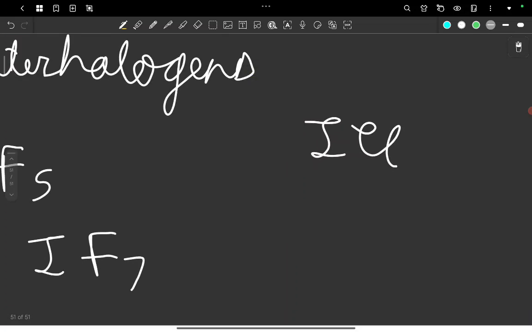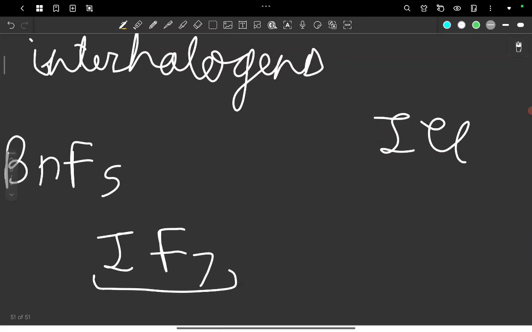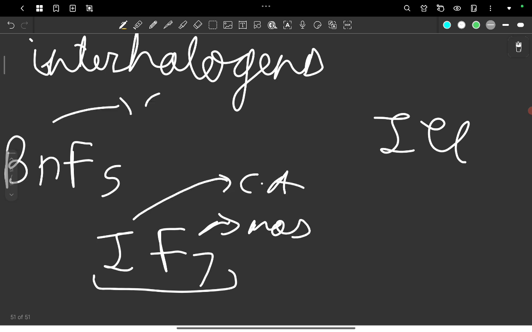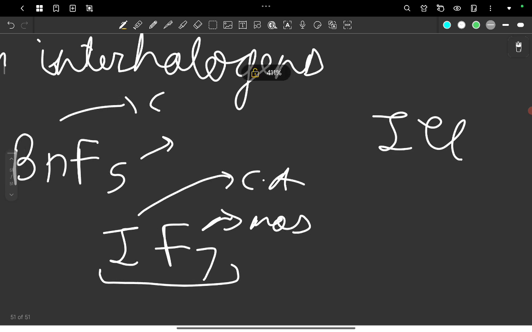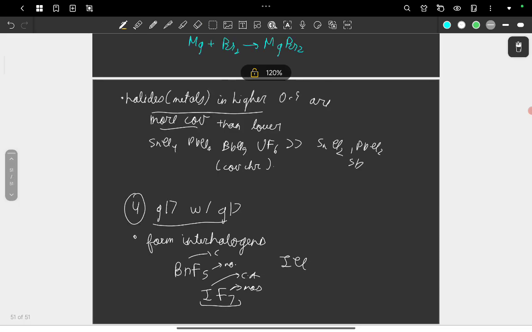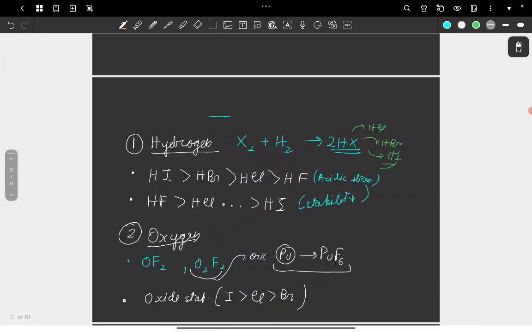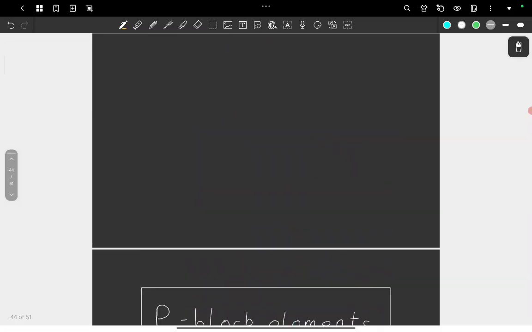The only last thing I wanted to say is that in compounds like this, the smaller one will be more in number, and the bigger one will be the central atom. Like you can see here, central atom, and this is the smaller number. I think that was it for the group 17 elements.